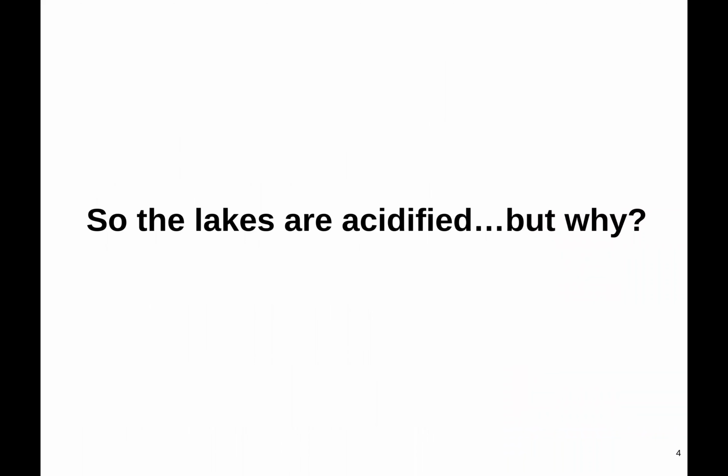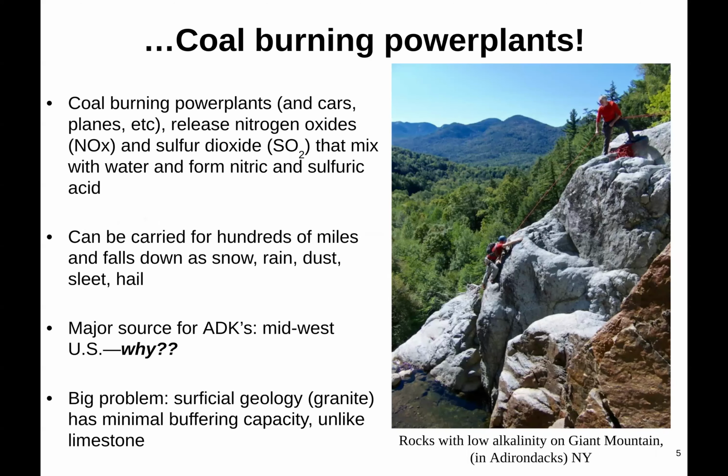Why do we care? And how do they get acidified? So let's talk about how they get acidified, and then we'll talk about why we care about this. So the answer to this question is simple, but not so simple. It's coal-burning power plants. And you might think, well, there's not a whole lot of coal-burning power plants in the Adirondacks. The reality of it is pollution is not just a point issue, right? If I pollute in Michigan, it doesn't just stay in Michigan. It goes all around Michigan.